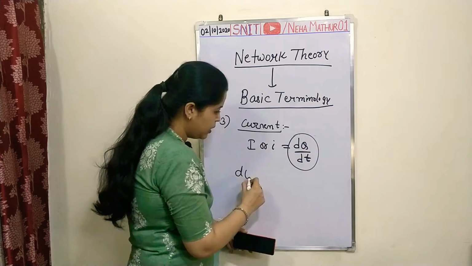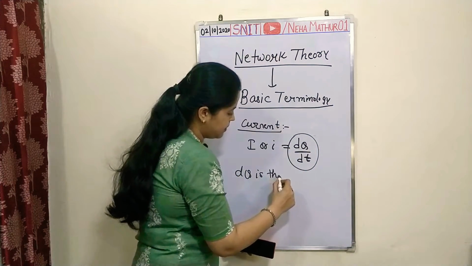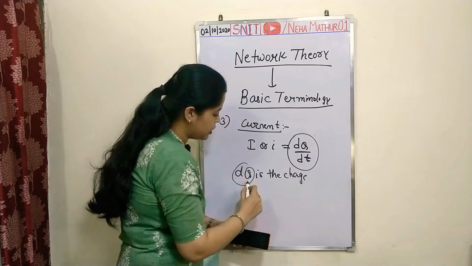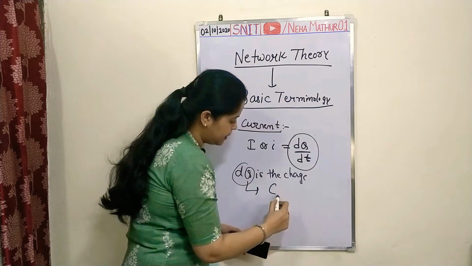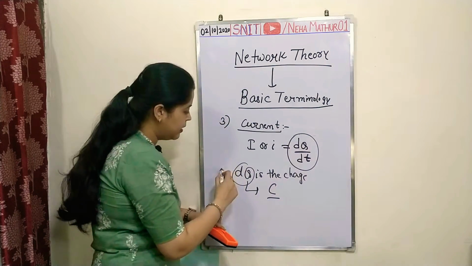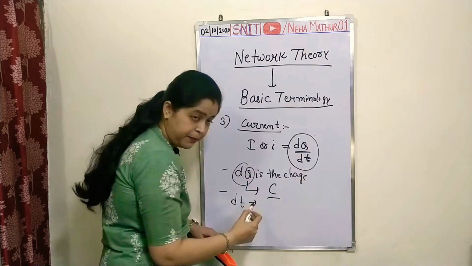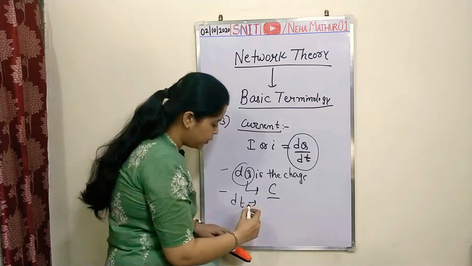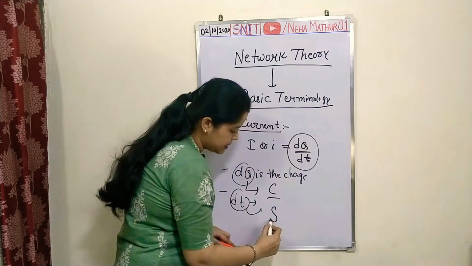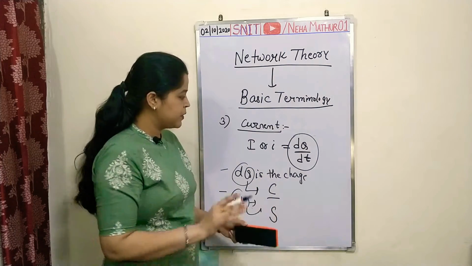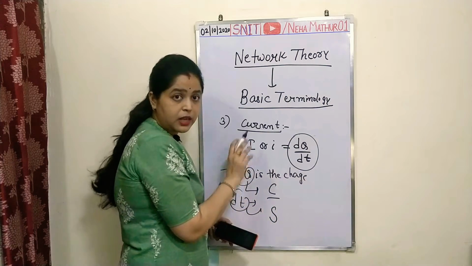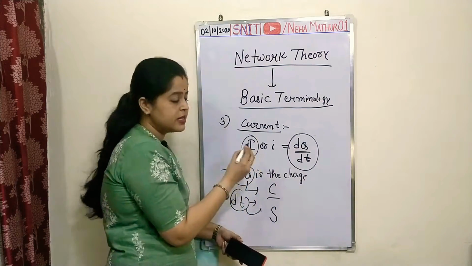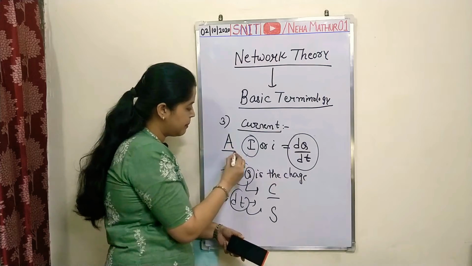Here dq is the charge, and the unit of charge is coulomb, represented by capital C, while dt is the time taken by the charge carriers to flow in a specific conductor, and the unit of time is second, represented by capital S. Now you can say that current is nothing but the rate of flow of charges in any conductor, and the unit for current is ampere, represented by capital A.